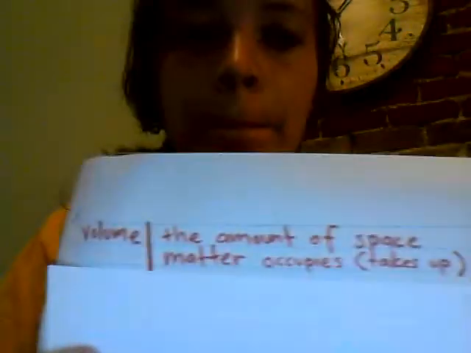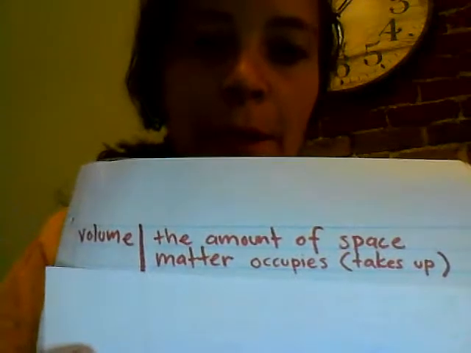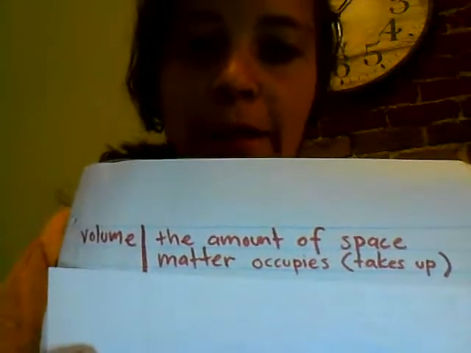For example, this bag right here isn't taking up a lot of space, but we can add volume to it because now it's taking up a little more space. That's our first word for today. Volume is the amount of space matter occupies or takes up. There are two ways to measure volume.